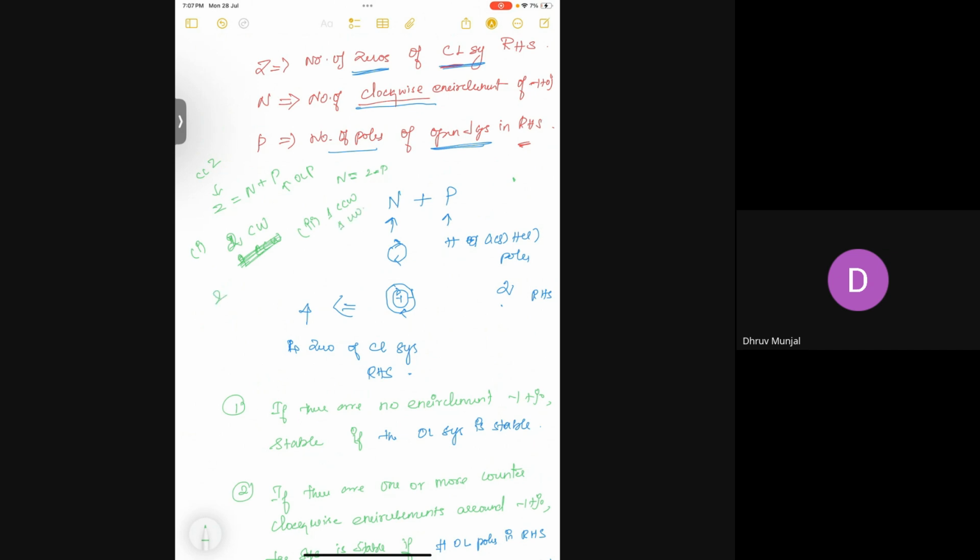According to the formula Z is equal to N plus P, they say assume that the open loop transfer function has no RHS pole. So P will always be 0, and Z is equal to N, whatever the case. In the first sum, N is equal to 2, the number of clockwise encirclements. In the second case, there is no net clockwise encirclement.